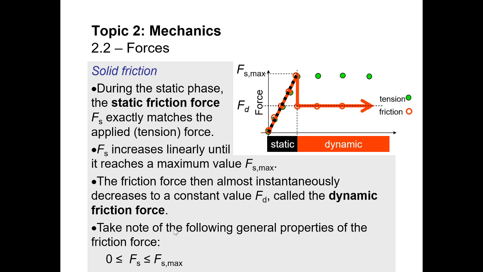All right, take note of the following general properties of the friction force. So static friction is always between 0 and the maximum. We can see that here. So this is the region of the graph where we have static friction, the maximum being up here, the minimum being here. Okay. Dynamic friction is always less than the maximum static friction. What this really represents is that it's harder to make something start moving than to keep it moving.